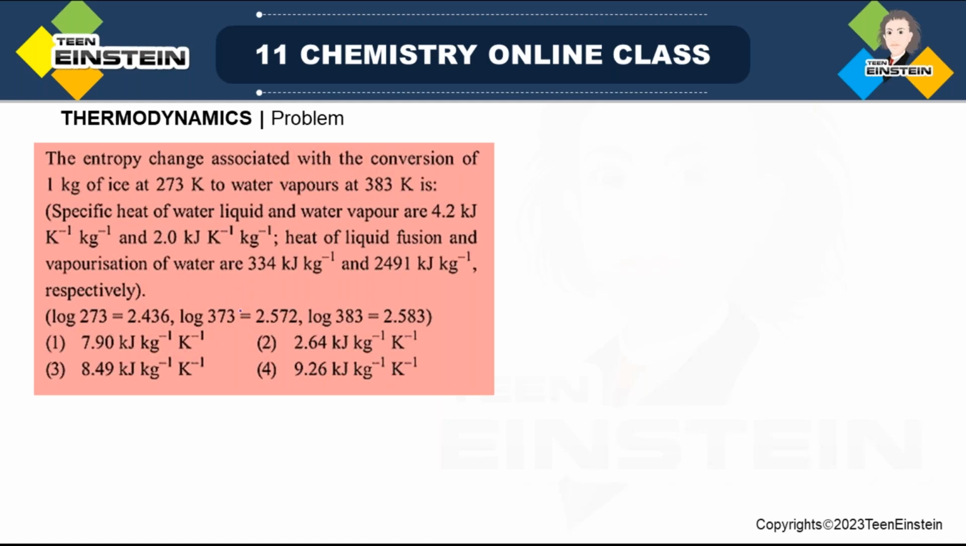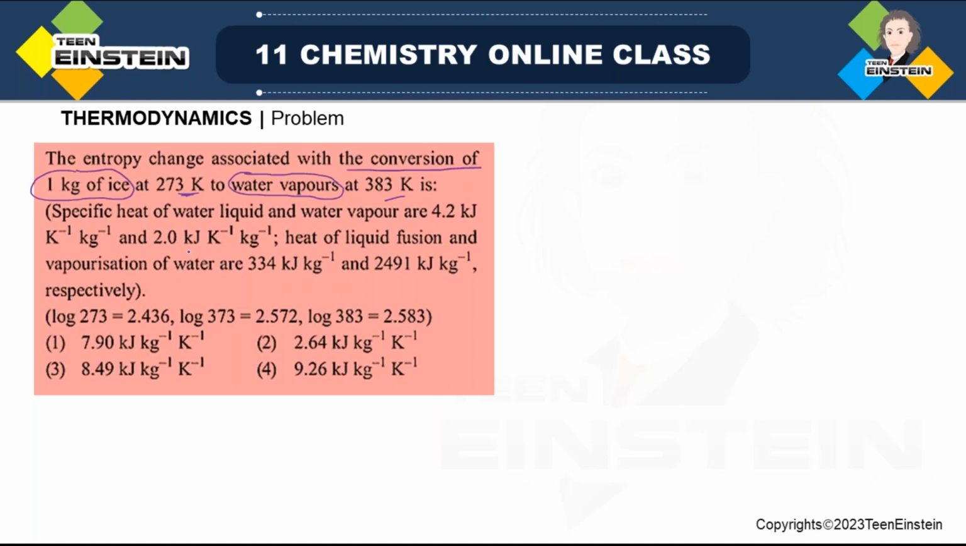So this problem, we have to think of it stepwise. This is also related to entropy. The entropy change associated with the conversion of 1 kg ice, which is at temperature 273 Kelvin, to water vapor. From ice you are converting to the gaseous form, which is written as water vapor, at temperature 383. Temperature is different, the phase is also different, right? One is solid at 273, another one is gaseous at 383.